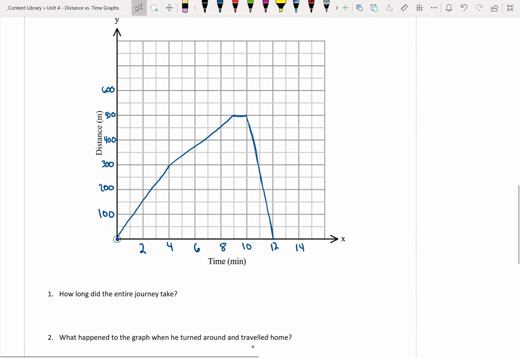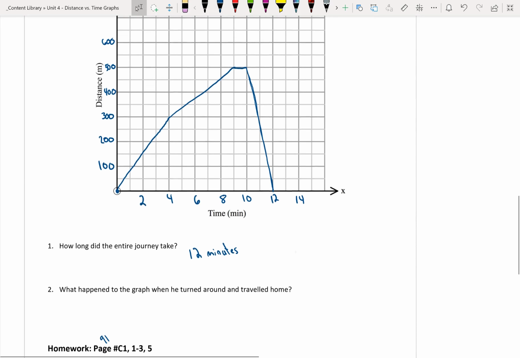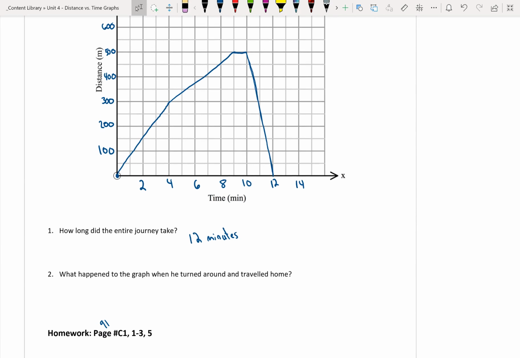So how long did the entire journey take? Well, looking at where we started at 0, 0, and where do we end, that means a total time of 12 minutes. Again, your graph may be different, but as long as you're looking at where the final point is coming back home, that would be your time. And looking at it, what happened to the graph when you turned around and traveled home? Well, the graph or the line went down. So again, the key thing to remember here is that going down does not mean falling down or going down levels. It means returning home or walking towards whatever our reference point.